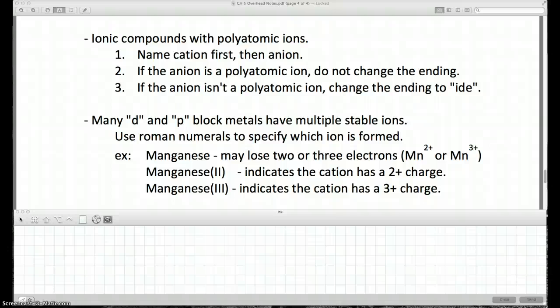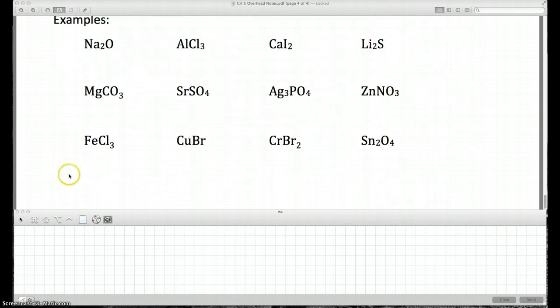Okay, third video for ionic compounds. Again, this should be a quick one. The last 3 or 4 examples here. If we look at the last 4 examples, we have iron and chlorine together, copper and bromine together, chromium and bromine together, and tin and oxygen together.